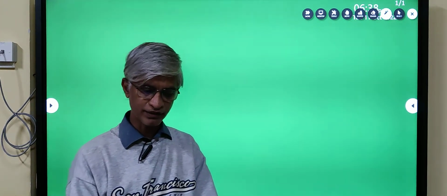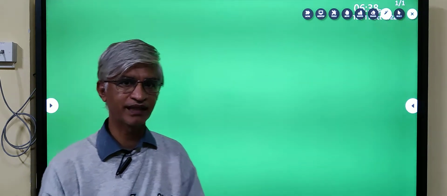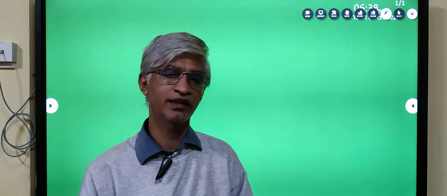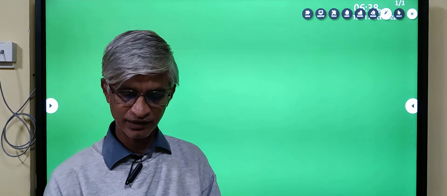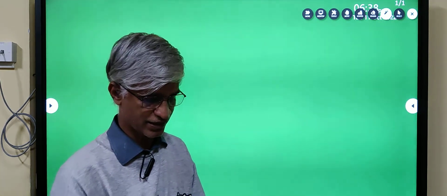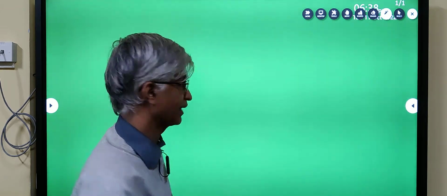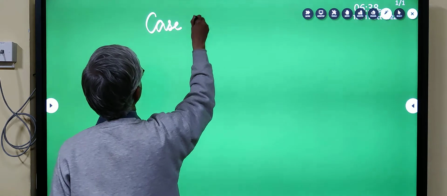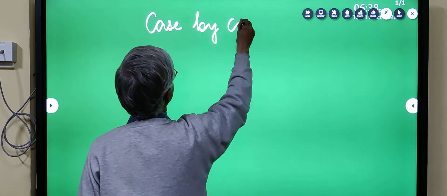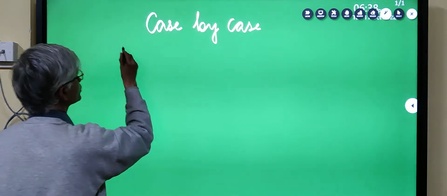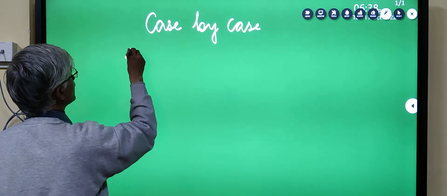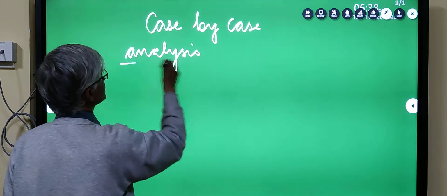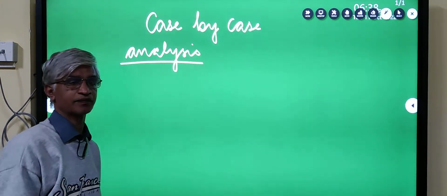Today I continue with the same chapter that we began a few days ago, and I'll focus on another idea that has been exemplified in this chapter. This one I think can go by the name of case by case analysis, and it is very easily understood by a good example, so let us spend some time understanding what the idea is.